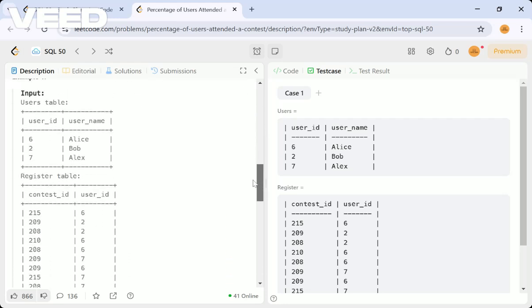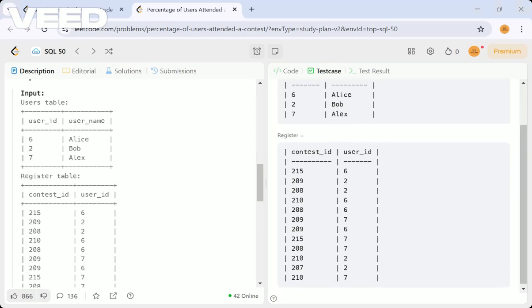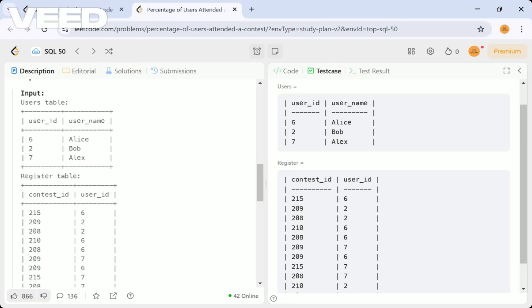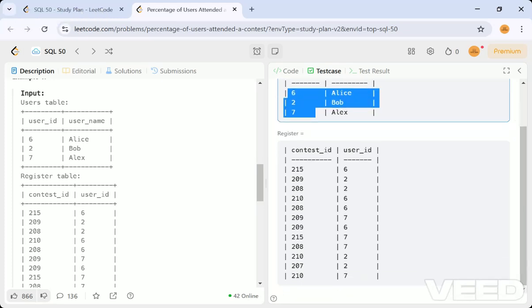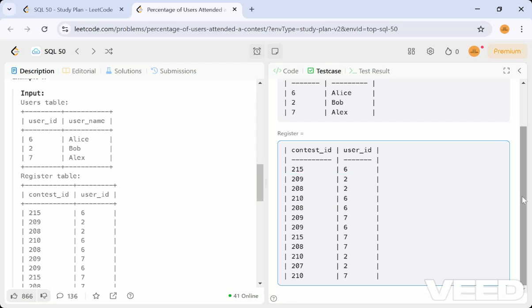Let's see this example so that you will understand better. Here we have user IDs with Bob and Alex, and now you can see the Register table, where they have registered for particular contests. The user IDs are only 6 and 7. You can see there are so many repetitions for the particular contest with the user. User 6 has registered for contests 215, 209 and 208 here.